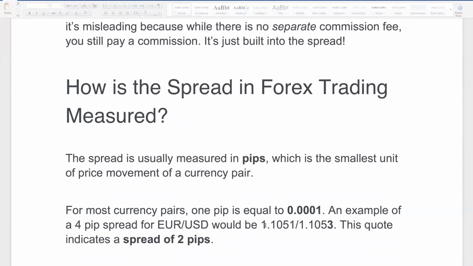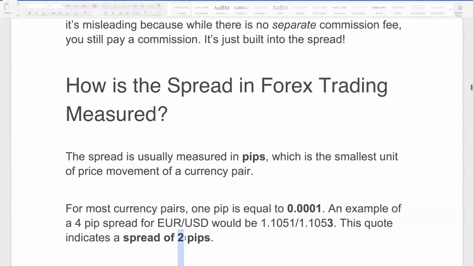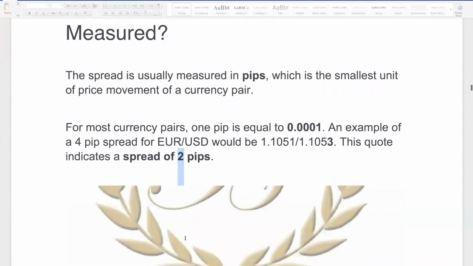Let's say the price moved from 1.1051 to 1.1053. This quote indicates a spread of 2 pips. If you want to calculate, you take the digits just after the decimal point and subtract: 1053 minus 1051, and you get 2. So that's your distance, what we call pips.